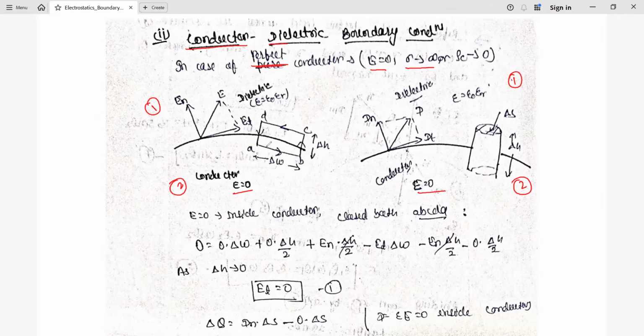Again, we are considering a closed path, and here we are going to move anti-clockwise. As per that, we take the direction. However you move is not important; what is important is how you consider the direction of the electric field. Here only one electric field is there, so we are not writing E1 or E2, only E. It has a tangential component as well as a normal component. Similarly, for the flux density also, we have tangential and normal components.